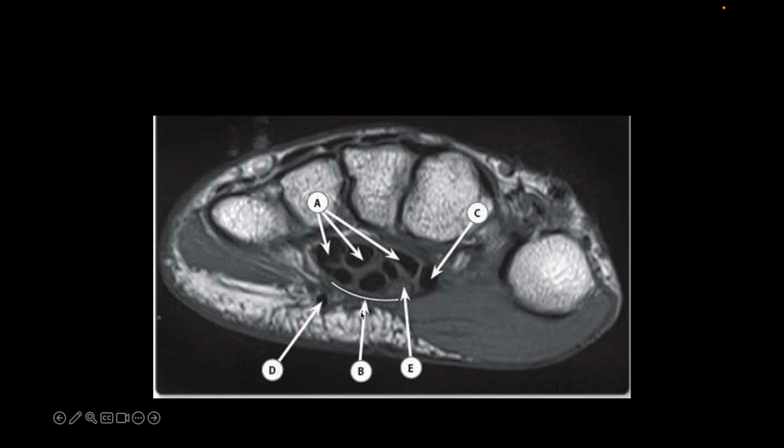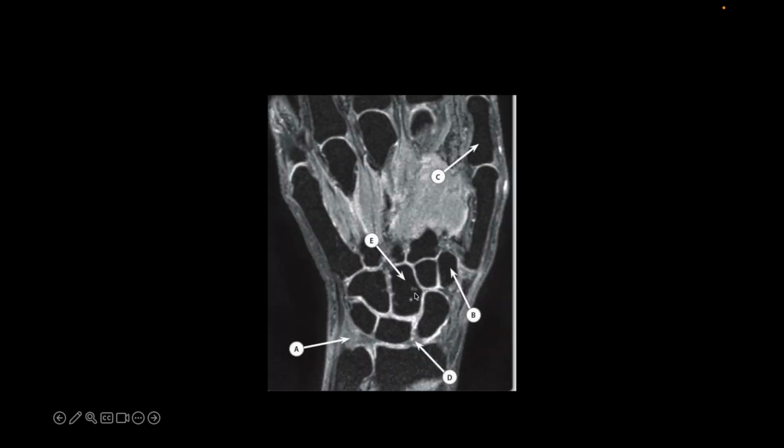And then D, because it's outside of the flexor retinaculum, would be your ulnar artery and nerve. The artery is this black structure. It's a flow void, so that's why it's black. And then here would be your nerve, and then E would be your median nerve. It's not the same intensity as the tendons, and yeah, that's where it is.